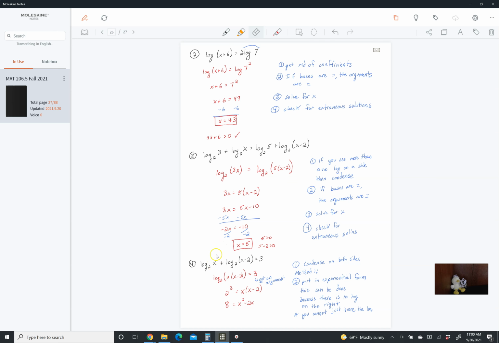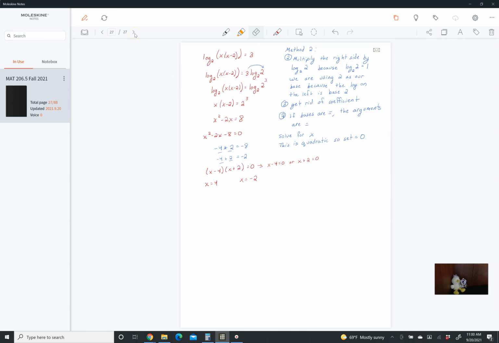So -2 we already know is extraneous because -2 is less than 0. But be careful here. Not in most cases, in a lot of cases, you could plug in a negative number and still get a positive argument. So don't just assume that because x is negative, it's an extraneous solution. It's extraneous because the argument is negative, not because the number is negative.